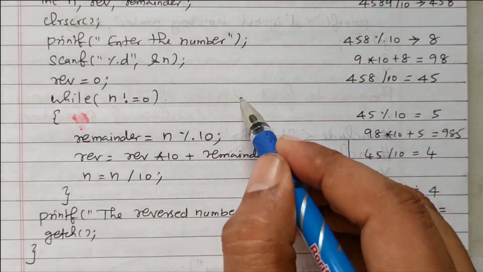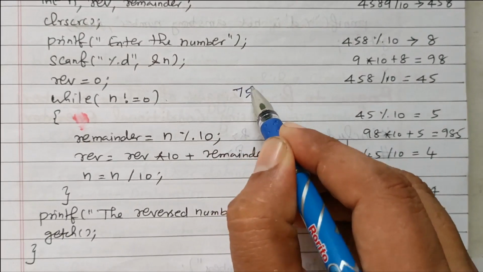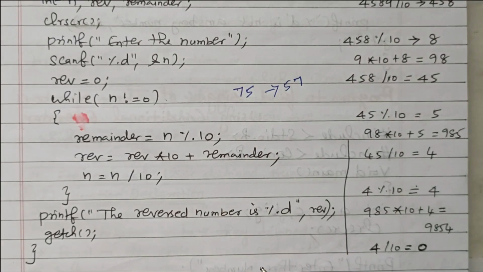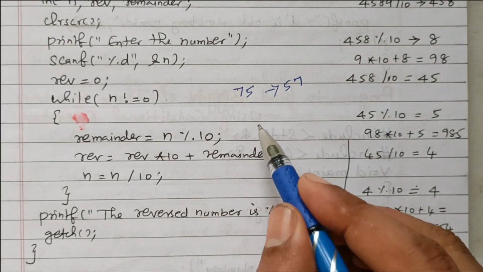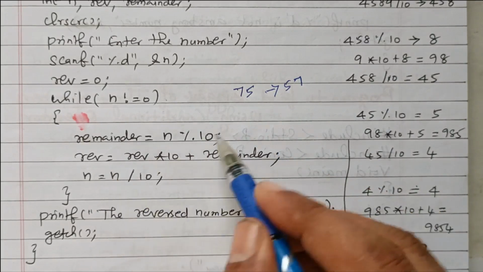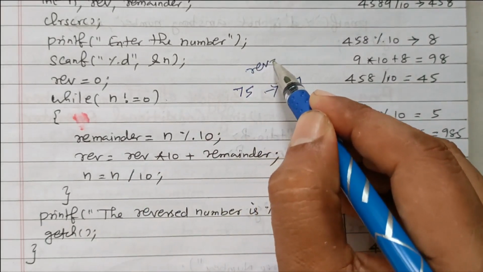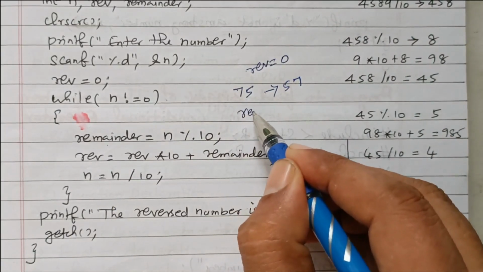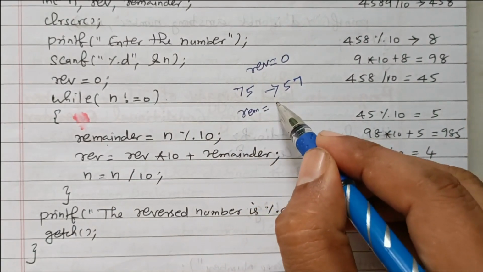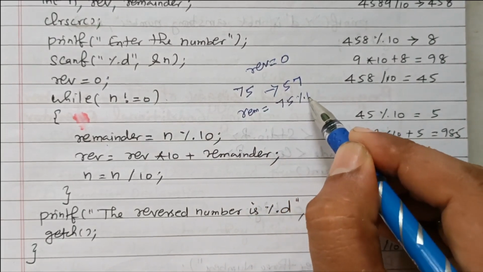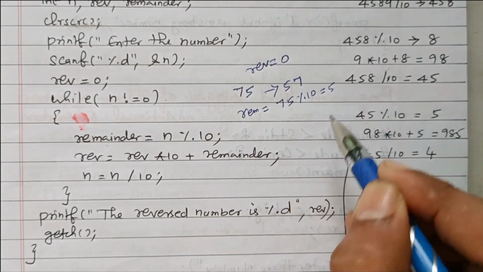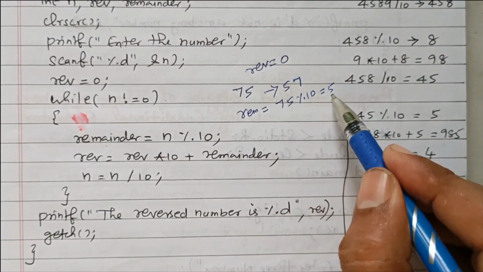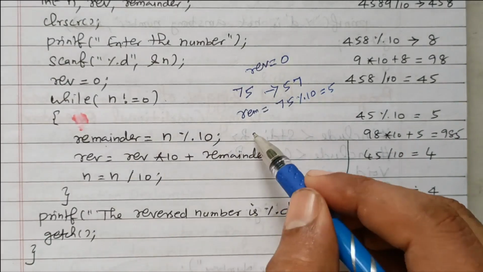Right. Now we'll take one simple example: 75. We need to convert it into 57. We'll take this 2-digit value as a simple example. What is the reverse? Reverse is 0 initially. First we are finding the remainder. Remainder equal to n, n is 75, percentage 10. What is the value? It will give 5. The remainder: 75 percentage 10 means it goes 7 times, and the remainder is 5.